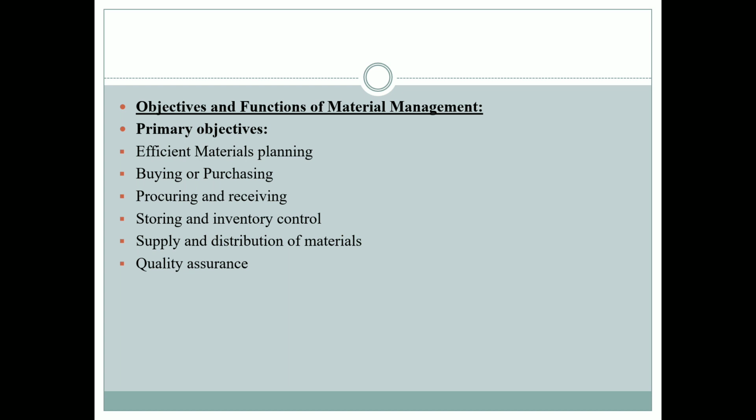That is efficient materials planning, buying or purchasing of the materials, procuring and receiving the materials, storing and inventory control, supply and distribution of materials, and quality assurance.